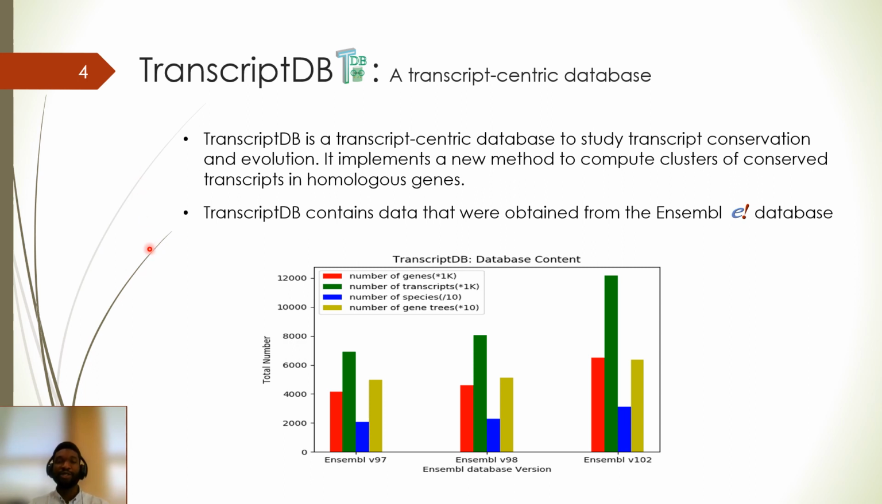What is the TranscriptDB content? TranscriptDB contains data that were obtained from the Ensembl resource. The data for three different versions of Ensembl, respectively versions 97, 98, and 102, are included. The figure shows the number of genes, the number of transcripts, the number of species, and the number of gene trees retrieved from the versions of Ensembl. We can easily notice the increasing amount of transcript data, shown in green here.